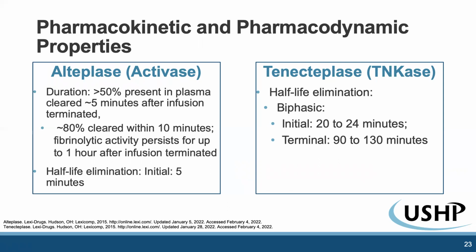In comparison to alteplase, when looking at tenecteplase, the half-life elimination is classified as biphasic, in which initially it is 20 to 24 minutes, and then the second half, or rather terminal phase, ends up being 90 to 130 minutes. I highlight this because understanding the half-life is important here, as the effects can persist past the PK half-lives.